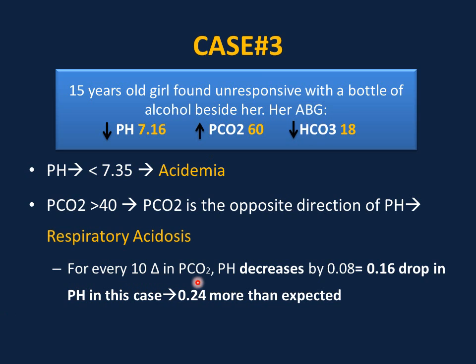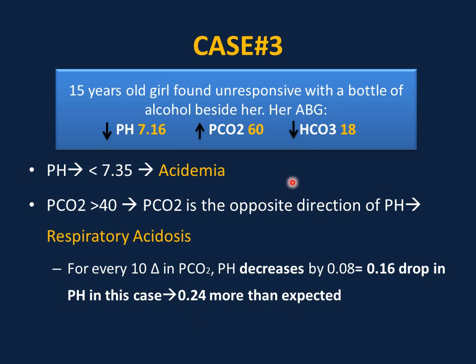For every 10 change in the PCO2, the pH should decrease by 0.08. Why did I use 0.08 instead of 0.03? Because this is acute. In acute, you use 0.08, not 0.03. 0.03 is in the cases of the chronic. So if you calculate that, you have 20 above the 40, so it's 2 tens. So you multiply 0.08 times 2 is 0.16. So the drop in the pH here is much more than 0.16. If you take the average pH 7.4 minus 7.16, it is 0.24, which is much more than expected.